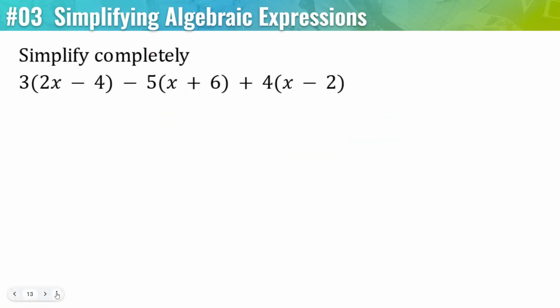So let's try this. It's time to simplify completely. So when we say simplify completely, we want it to be in the simplest form where we combine like terms as much as possible. So here, we're going to use the distributive property. 3 times 2x, and then 3 times negative 4.